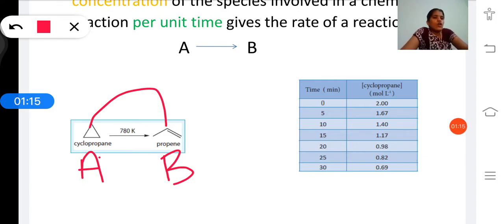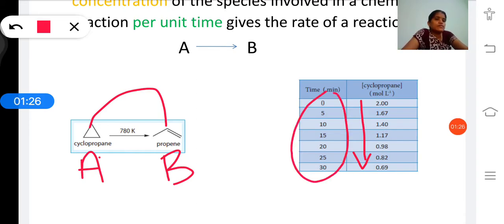Here one tabular column is there. The values decrease: 2.00, 1.67. These are the concentrations versus time, and these are the time intervals. So the concentration values decrease: 2.00, 1.67, 1.40, 1.17 and 0.98.